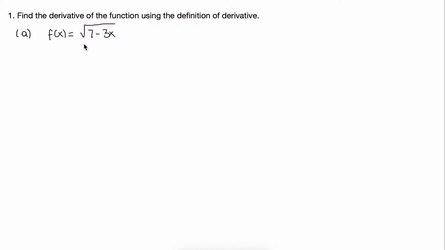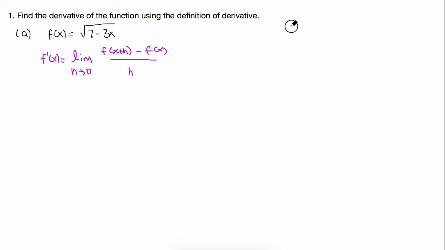We are looking for the derivative of this function, and we're going to use the definition of the derivative for that. So let's remember, f prime of x is equal to the limit as h approaches 0 of f of x plus h minus f of x, divided by h. We are going to evaluate our function at x plus h.